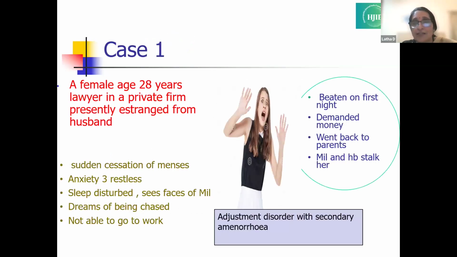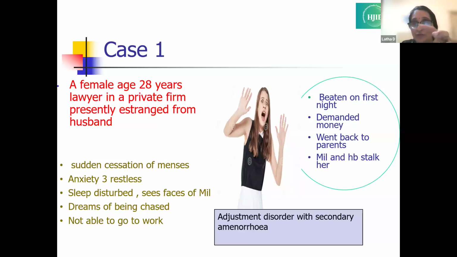So let me begin with case 1. This is a female, 28, a lawyer in a private firm, estranged from her husband. On the first night, the husband was drunk and demanded money to pay back his loans, and hit her violently. In a state of fear, she went back the next day to her parents' home. But the mother-in-law and husband continued to stalk her, hoping she would come back, because she's a lawyer and they expected her to fund them.